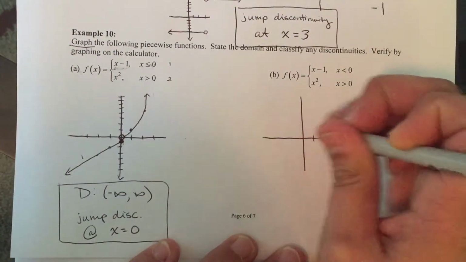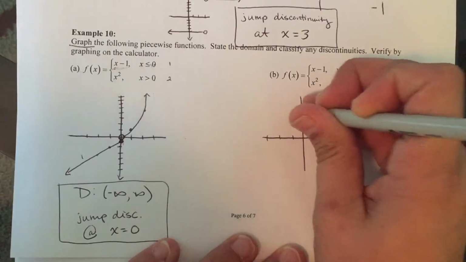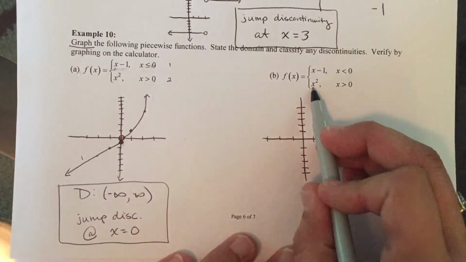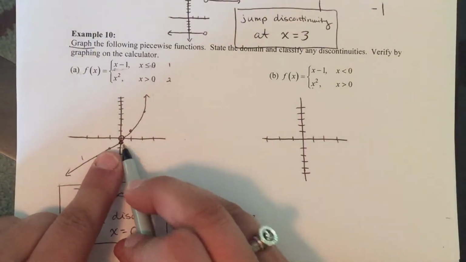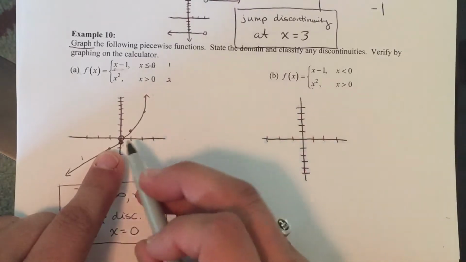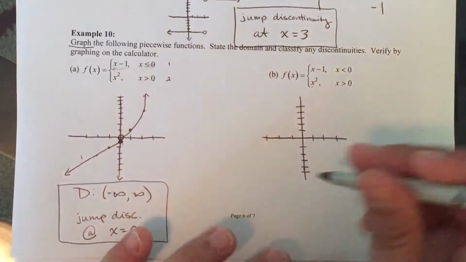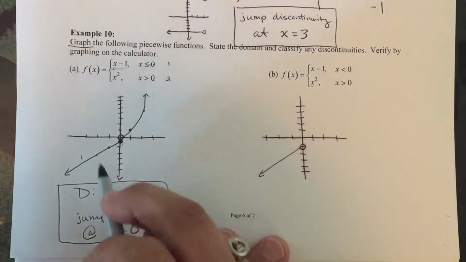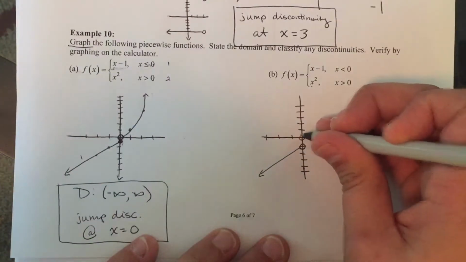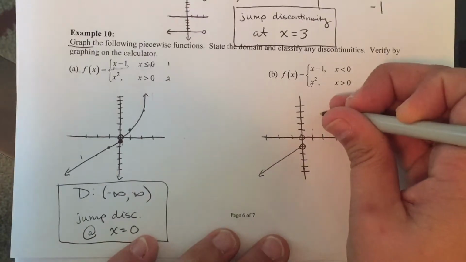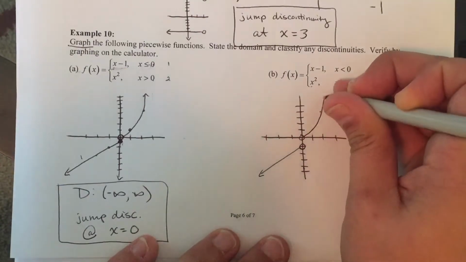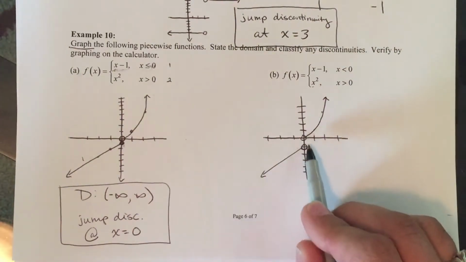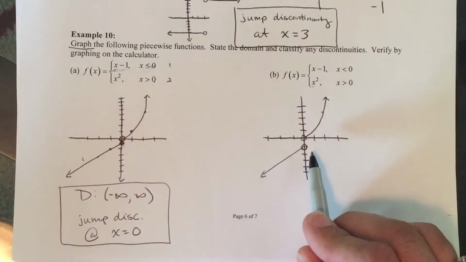But the only thing that's going to be different is that this time when I get to this point right here, where I plugged in the 0 for the or equal to and I filled in the circle, it is going to be open. So it's going to have an open circle here and be that same line. And it's going to be a parabola here. But the difference this time is that when we get to 0, there is no point at 0.